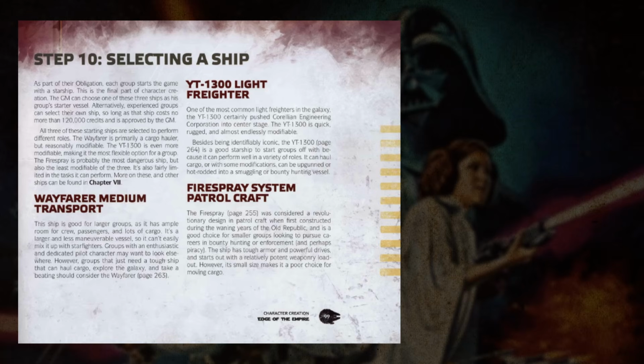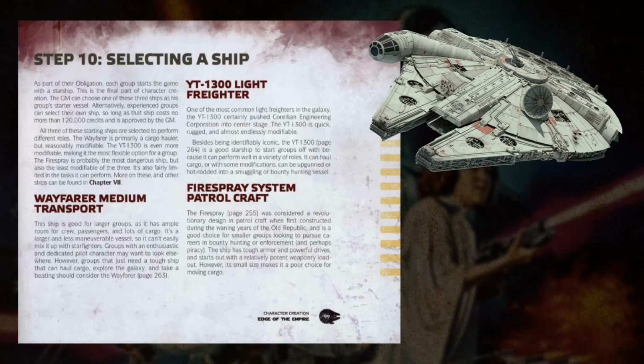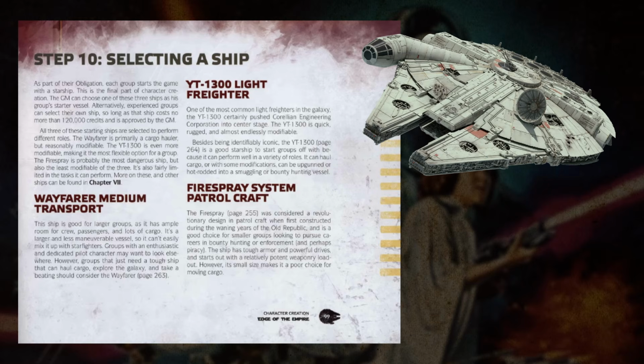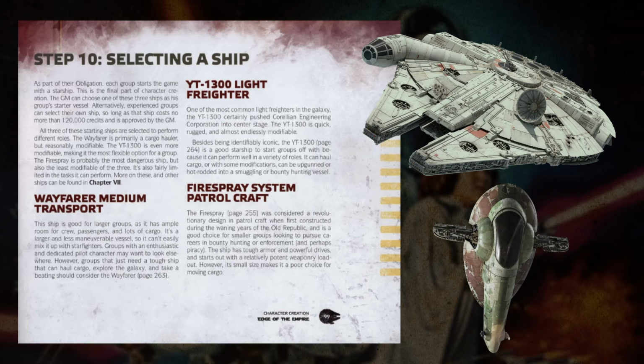Your second option for a ship is the YT-1300 light freighter, aka the Millennium Falcon, which is a great all-around jack-of-all-trades kind of ship with lots of upgrade options to lean into however you decide to plan to use it. And the third option is the Fire Spray, aka the Slave One, aka Jango and Boba Fett's ship, which will have less space for crew and cargo, but it excels in combat scenarios. If none of these options sound like a good fit, you may choose another one with GM approval that is 120,000 credits or less.